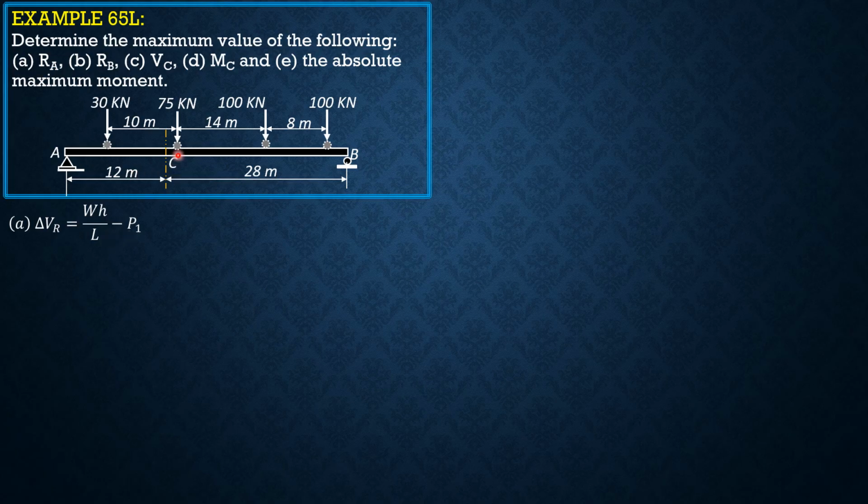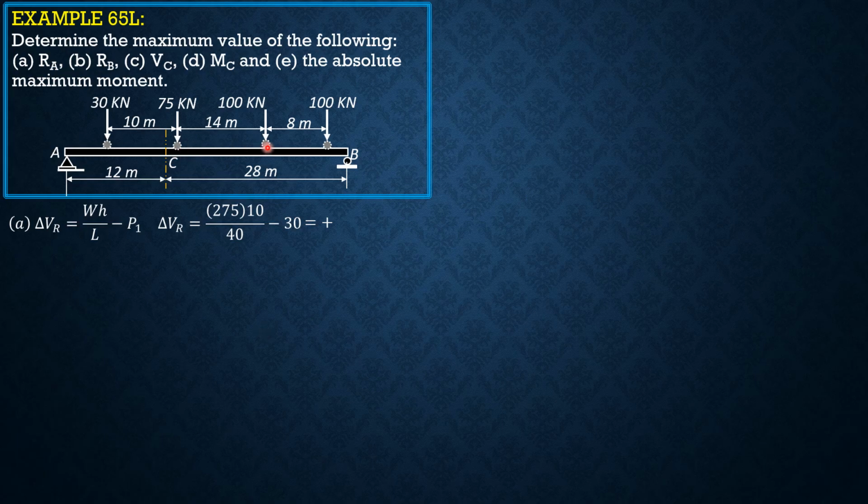So we then move the 75 kilonewton load over C so that the 30 kilonewton load will be off span. This is our P1. H is 10, and W would be 100 plus 100 plus 75, that would be 275. So delta VR equals 275 times H 10 over L 40 minus P1 30. So the sign is still positive.